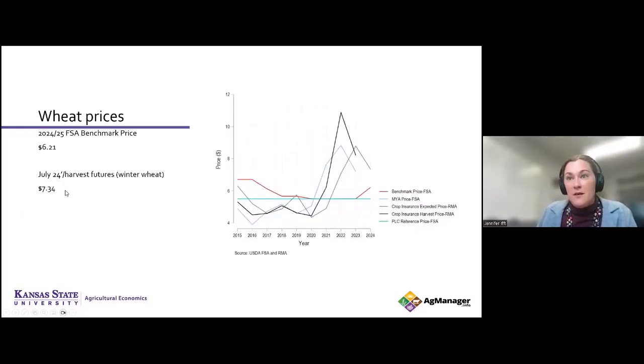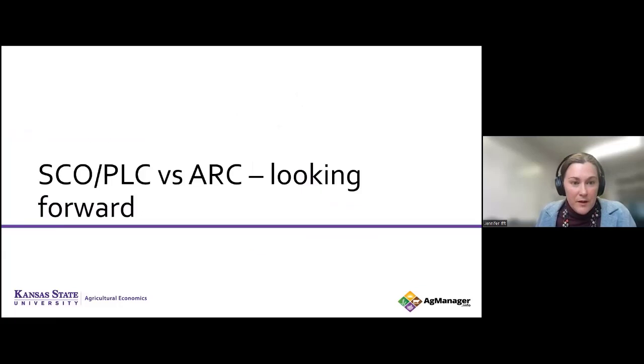Wheat, so that's the pre-planting price. The crop insurance price was $7.30. That's actually quite a bit higher than the FSA benchmark price for wheat. And so next, I'm going to wrap up and take a look forward.